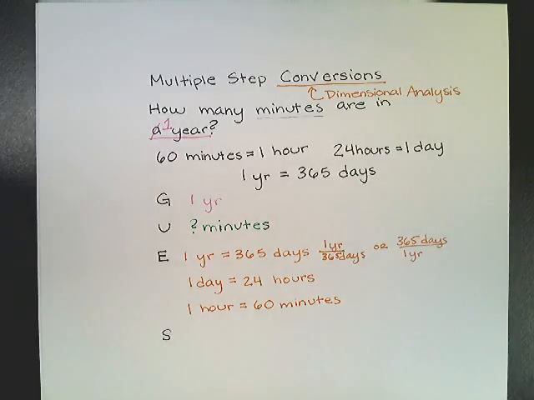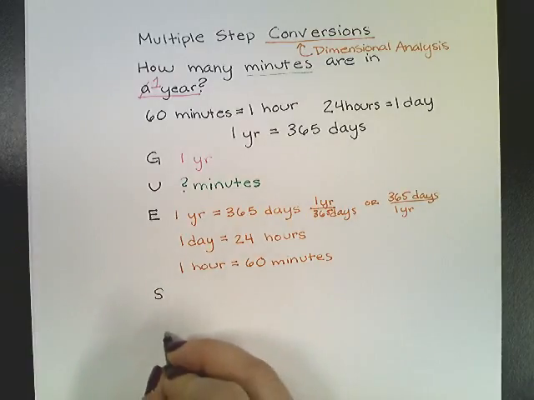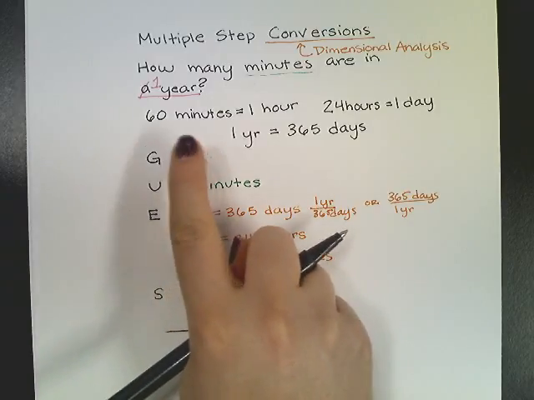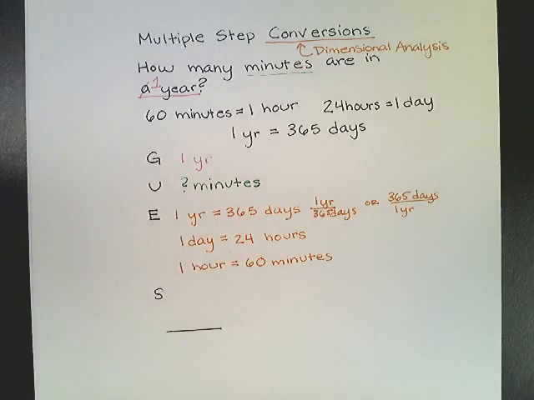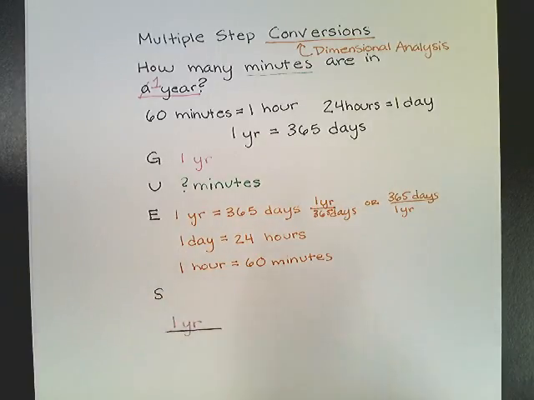That means we are at the S now. We are at setup. So we're still following that same pattern. What do we always start with during our setup? Right, we always start with our given. My given is 1 year, so that means for my first term, I'm going to have 1 year.